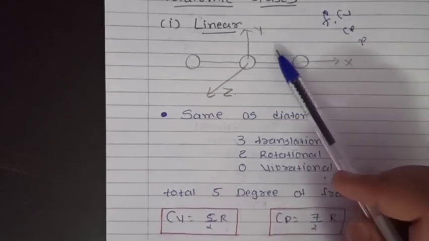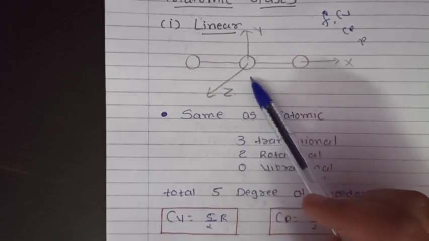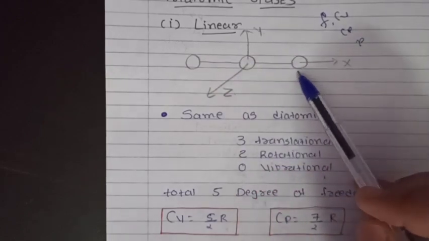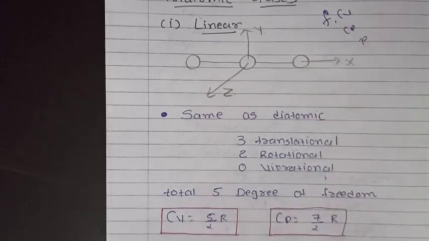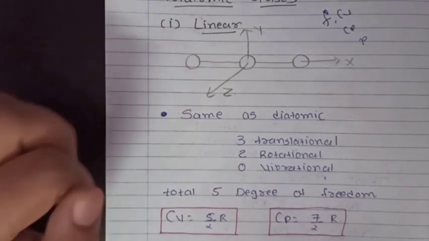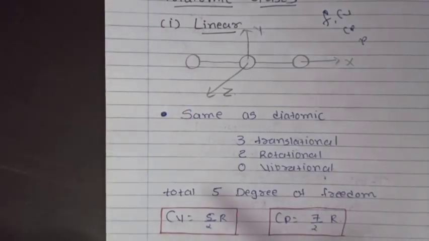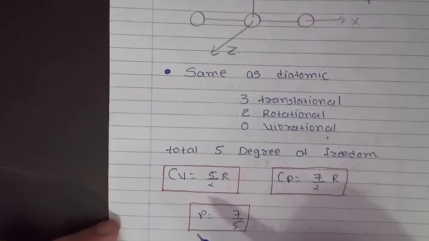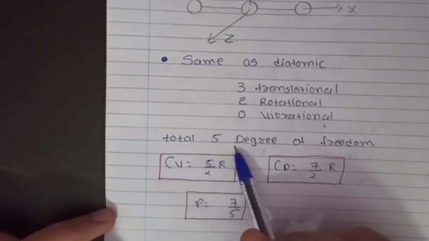We will ignore the rotational energy along x-axis as the distance is very much less, but we can consider the rotational energy along y-axis and along z-axis. So there will be 2 rotational degrees of freedom, and as said, vibrational is not considered at normal temperature. So for triatomic linear gas, again the total degree of freedom will be 5.